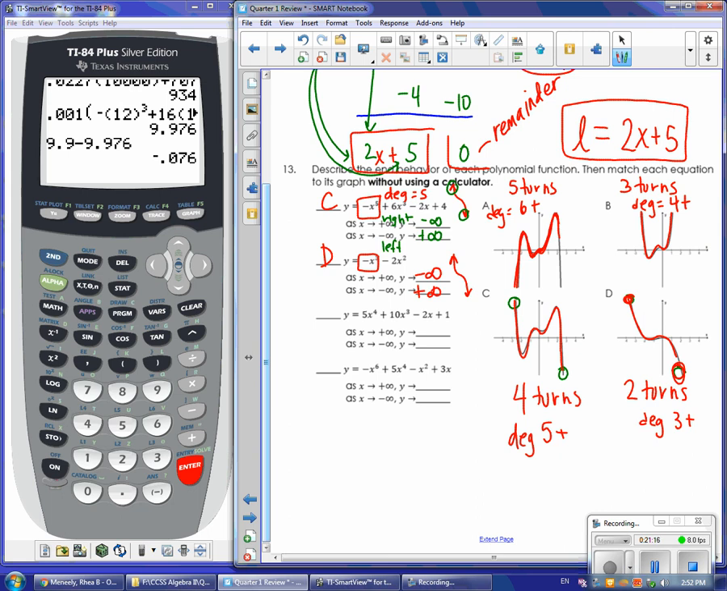If I look at the next one, we've got y is equal to 5x to the fourth plus 10x to the third minus 2x plus 1. So my leading term is 5x to the fourth. The degree in this case is 4.